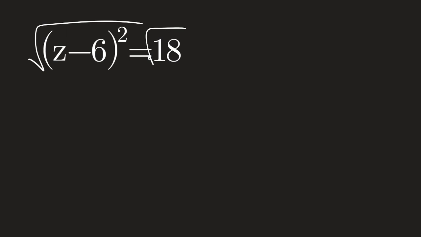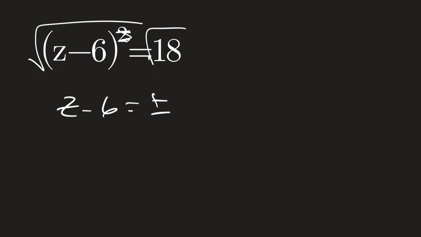You are not allowed to add the 6 right now because that minus 6 is inside those parentheses being squared. So we're going to take a square root right now. When I take the square root of the left side, all that happens is that squared goes away and you are left with z minus 6. Plus minus.